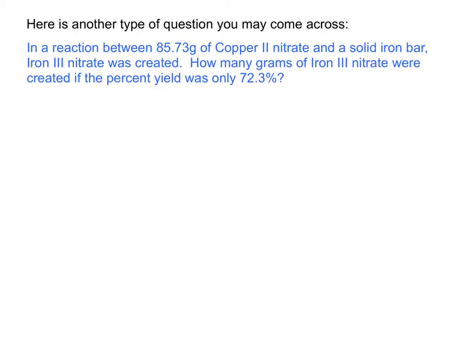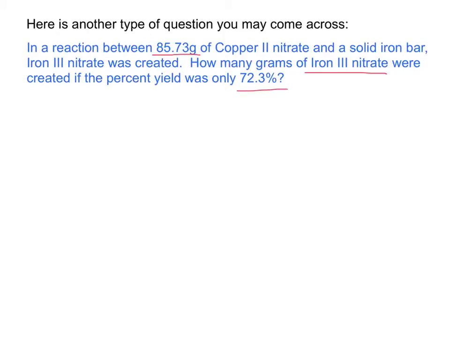Now, there are other times they will give you the percent yield, and you have to be able to calculate what actually was created. So in this question, in a reaction between 85.73 grams of copper 2 nitrate and a solid iron bar, iron 3 nitrate was created. How many grams of iron 3 nitrate were created if the percent yield was only 72.3%?